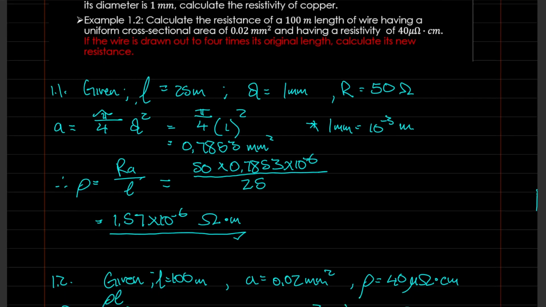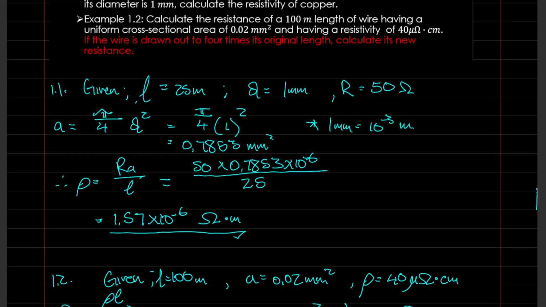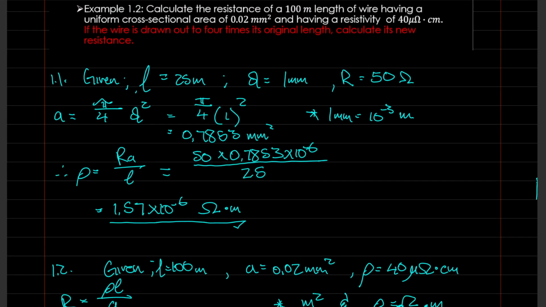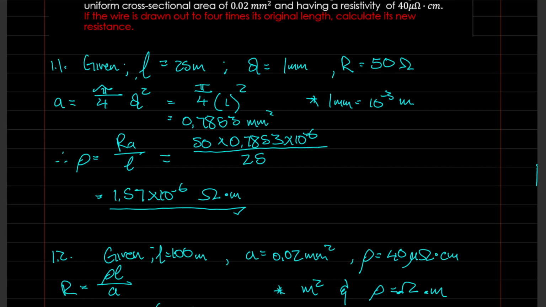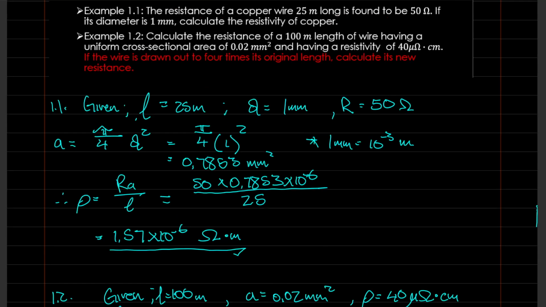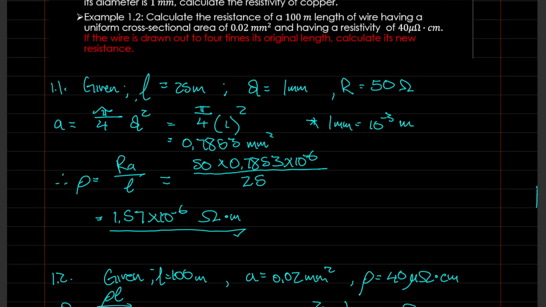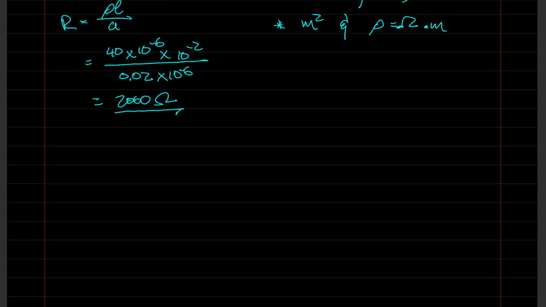And this one is a continuation of it. I've highlighted it in red because it's more likely to appear in your exams. It's quite a tricky question, but it's not that difficult. It's just the way they're asking it. If the wire is now drawn out to 4 times its original length, calculate its new resistance.